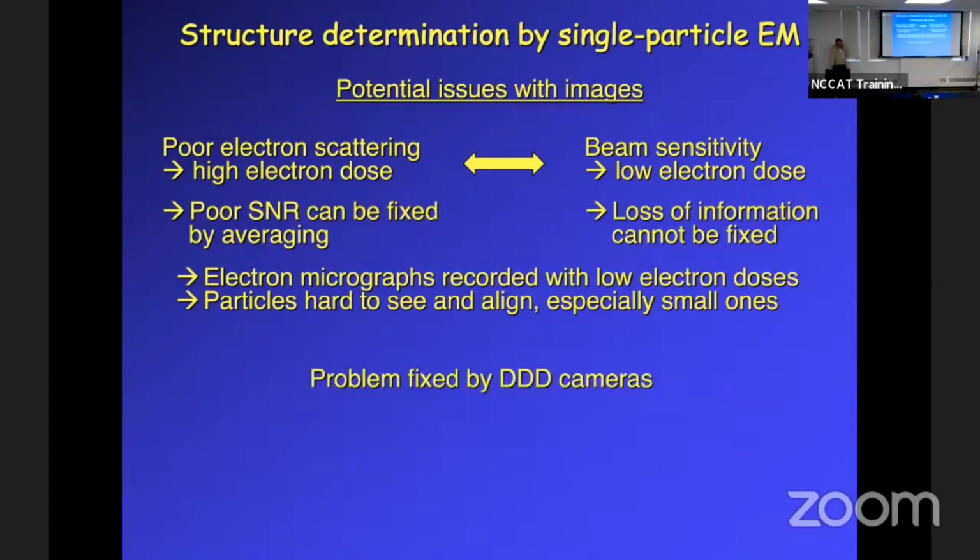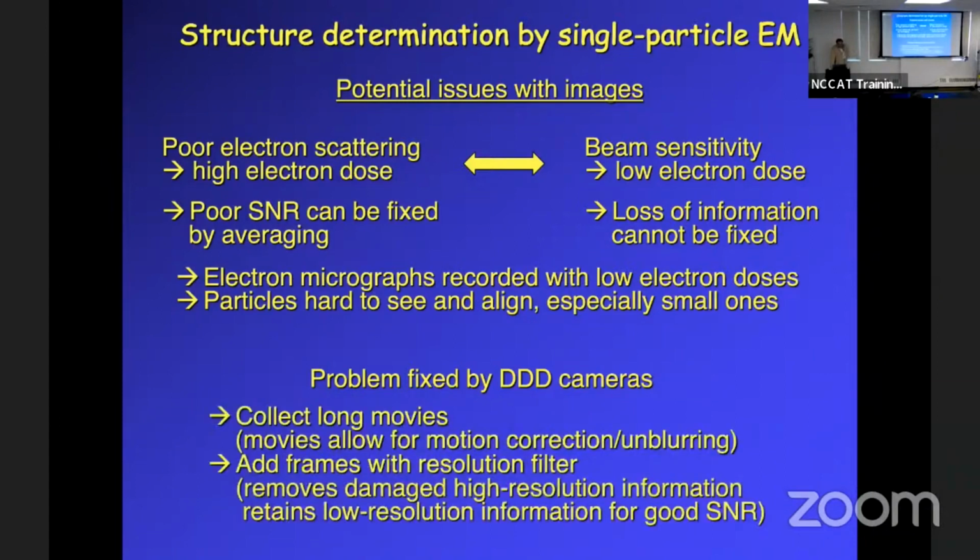And this problem has pretty much been fixed now with the DDD cameras, and that's the transformation in electron microscopy. You can now get much, much better signal to noise ratio, and all the signal is there that will allow you to actually do all the alignment. You can see small particles and so on. So nowadays we can collect fairly long movies, and we know that at the end of these long movies, the specimen will be damaged. But we can simply resolution filter it and filter out the high resolution information of the later frames because those are damaged. But we can still keep the low resolution information, and that will increase our low resolution contrast, and that's what you need to align and to classify and all this.